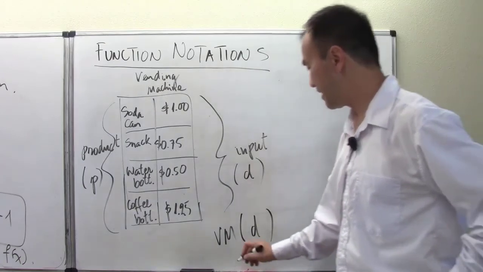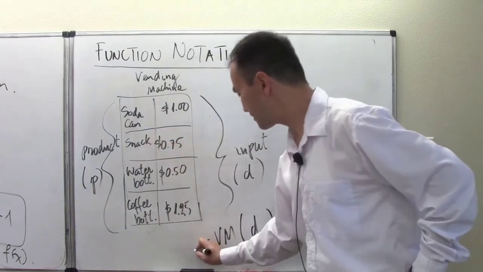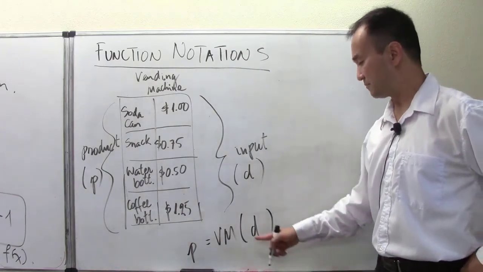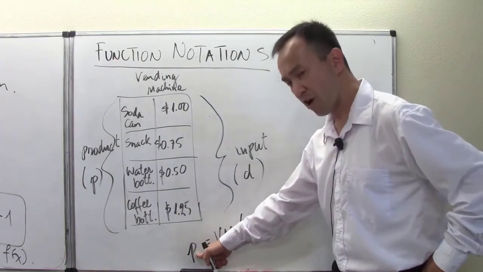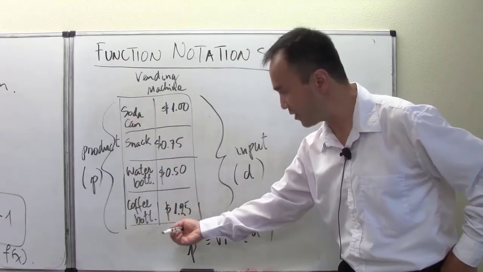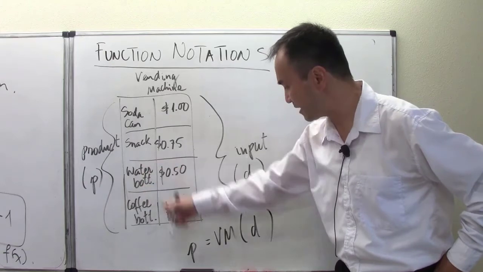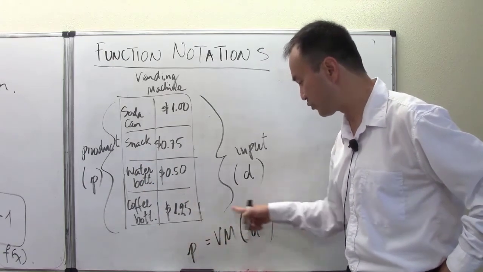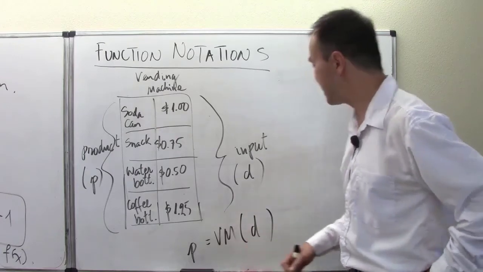And then it comes out with the product. So it's a P right here. Now the product is a variable P. It could be a soda can, that's a value. It could be a water bottle. P can be a snack. But in order to determine that, we have to determine that through this rule, VM of D.